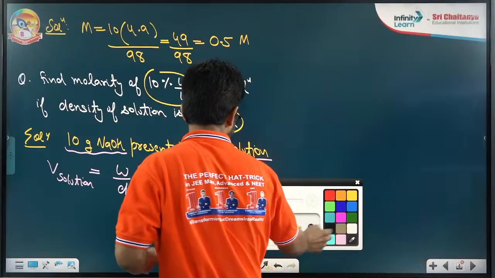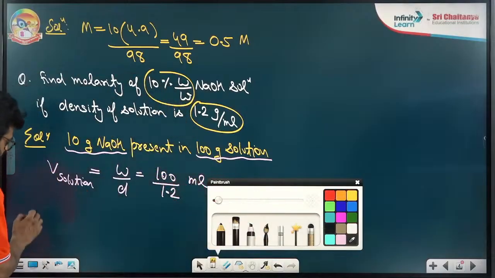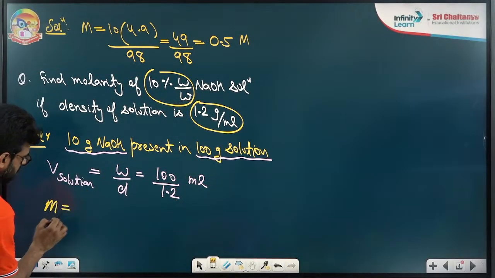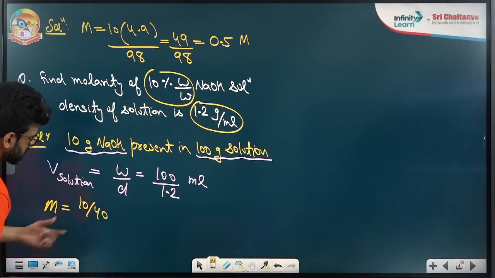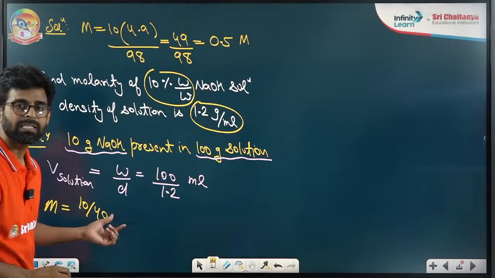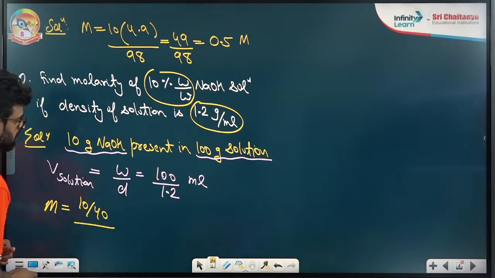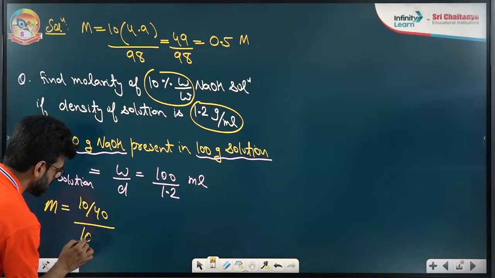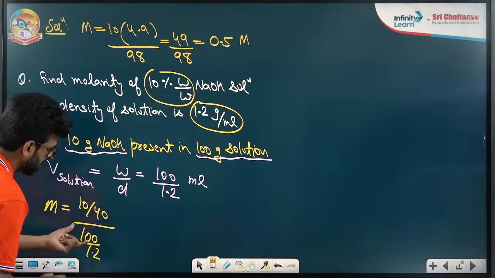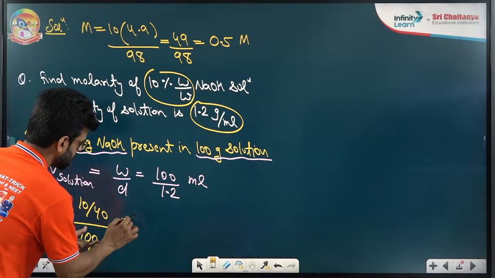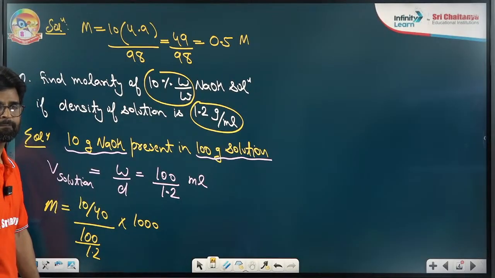Now what remains is nothing tough. It's very easy to solve the next part. Now I can find the molarity. How do we find it? 10 by 40, the mole of solute, divided by the volume of solution. Volume of solution is how much? 100 divided by 1.2, but it is in ml. To make it liter, I will use 1000.